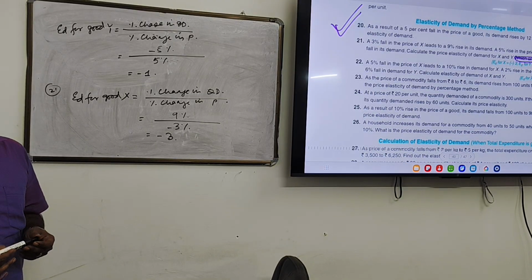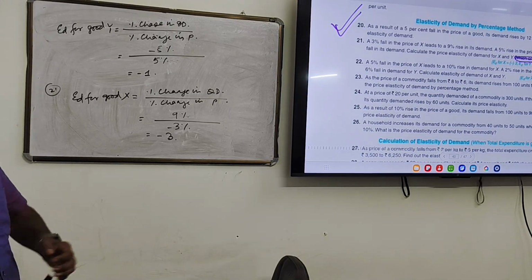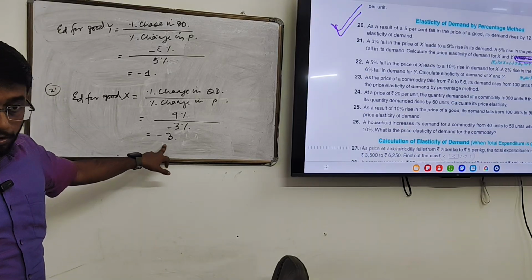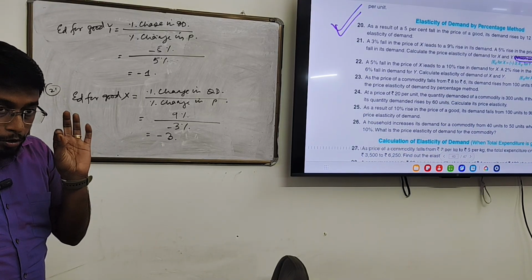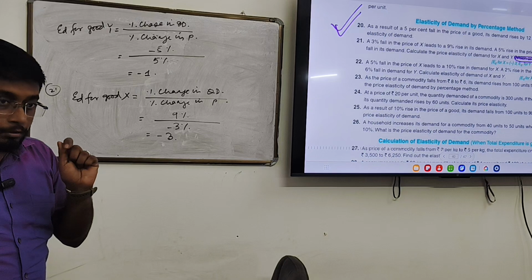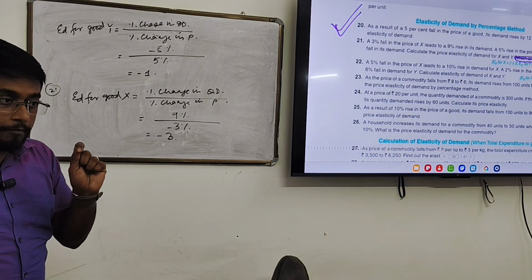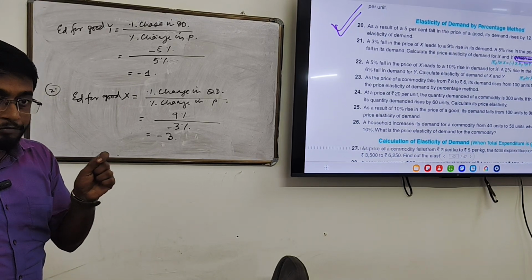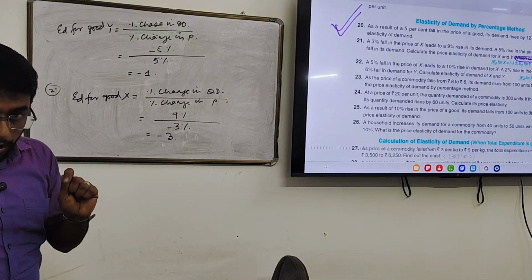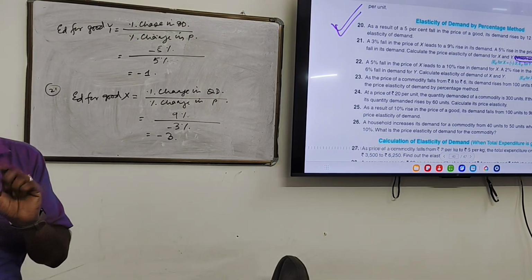Am I clear? Did you understand how this became minus 1 and this became minus 3? What you need to see is whether something, either price or demand, is falling or rising. If it falls, then before it we will put minus. Fine.